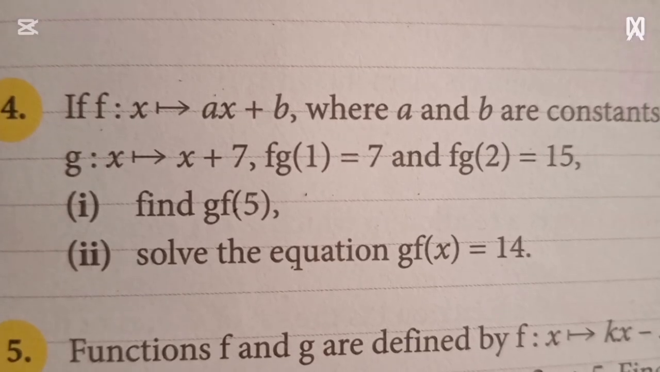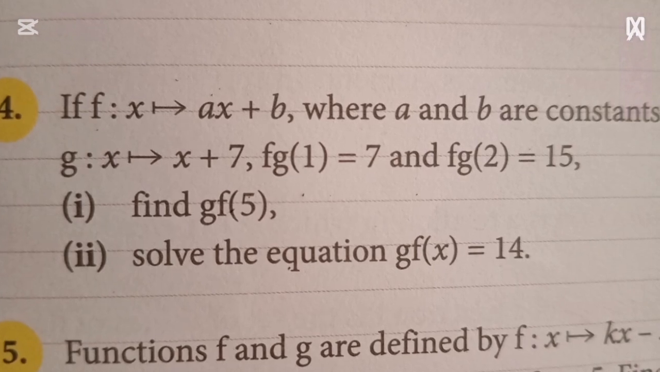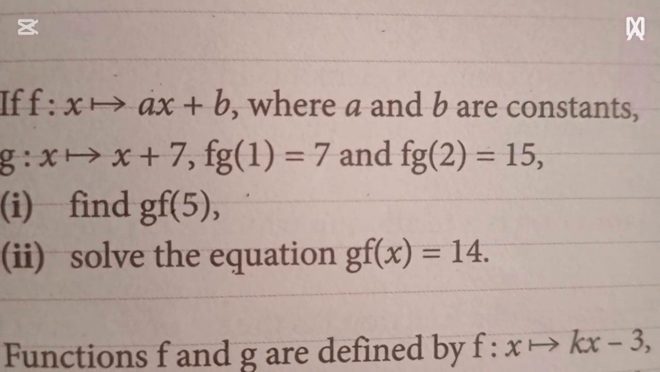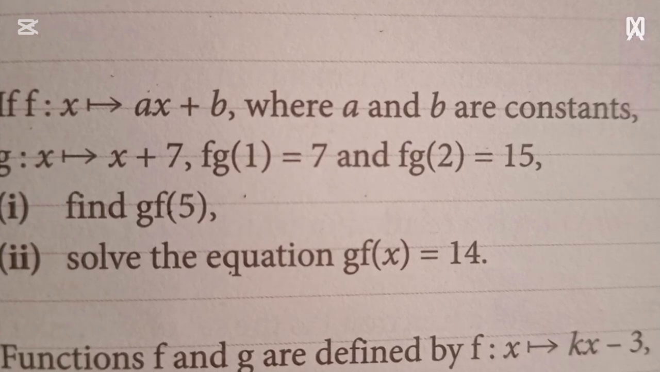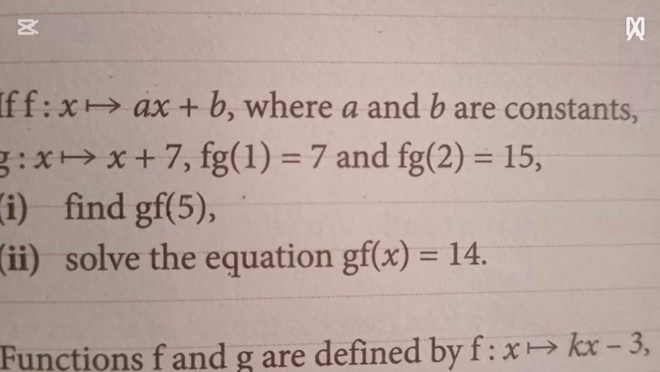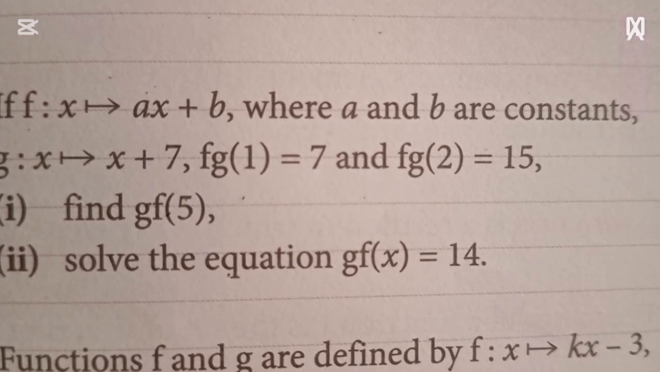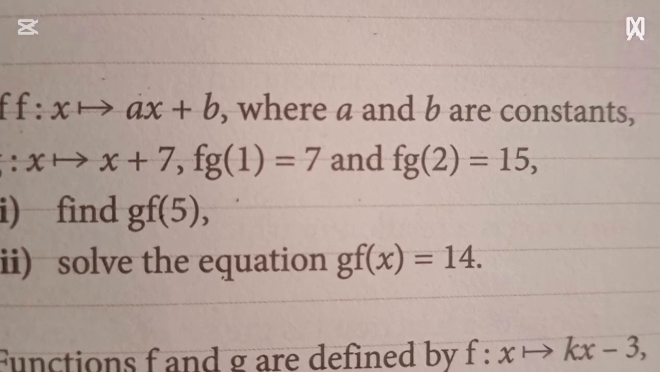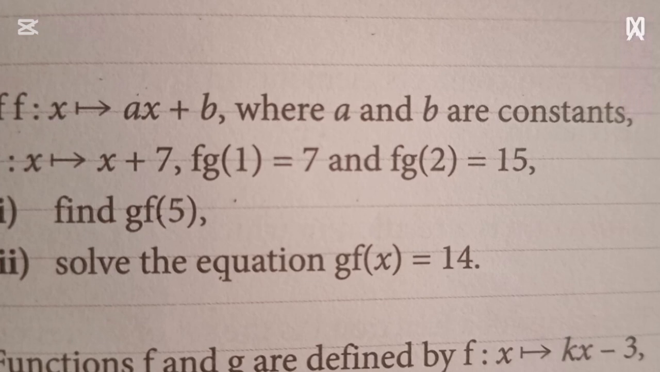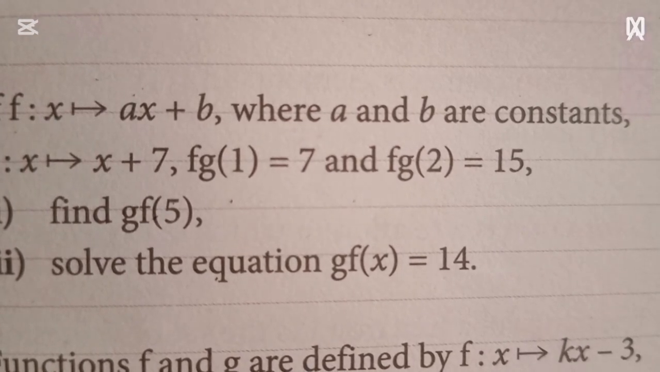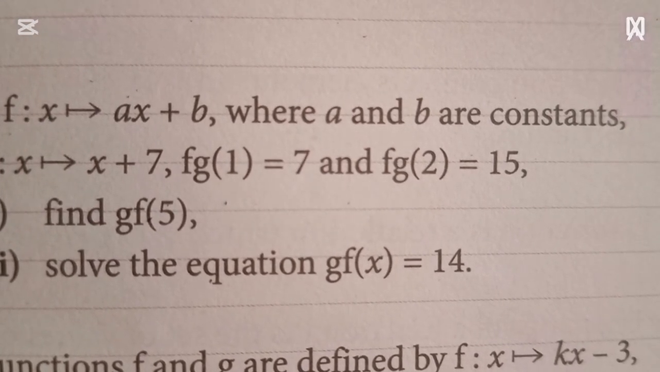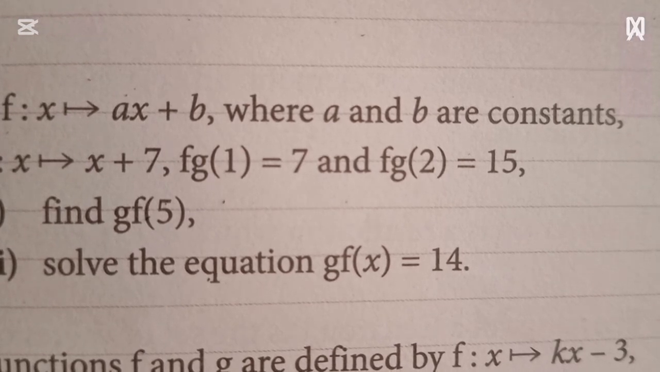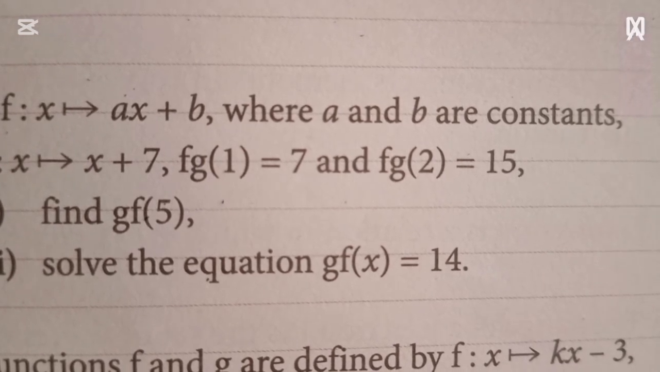Now the statement of question number 4. If f(x) equals ax plus b, where a and b are constants, g(x) equals x plus 7, f of g at 1 equals 7, and f of g at 2 equals 15. Find g of f at 5. Number 2, solve the equation g of f(x) equals 14. Now we solve it.